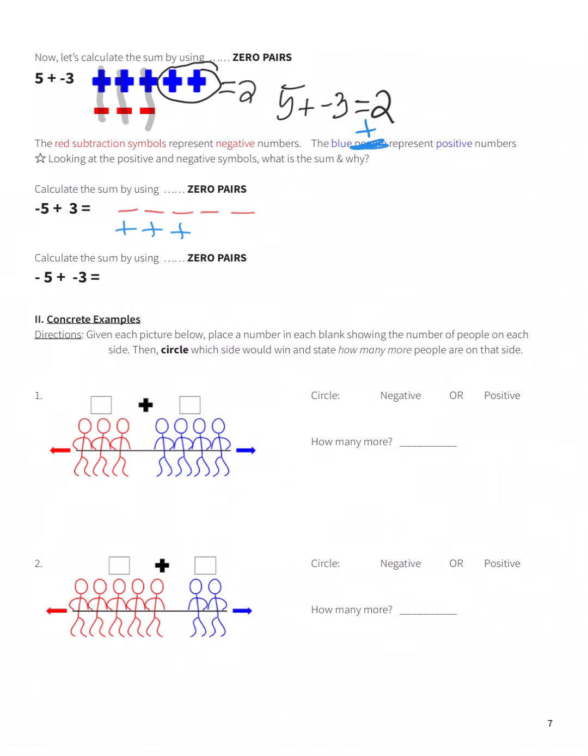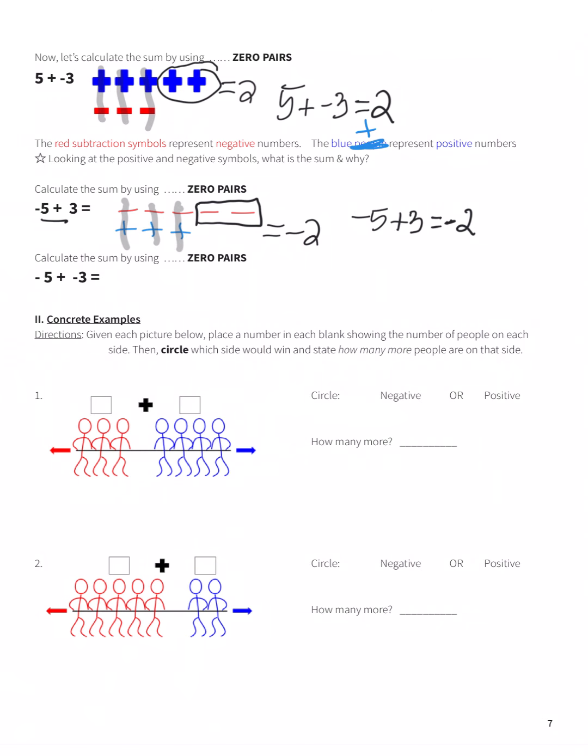1 positive to 1 negative is equal to a 0 pair. So we got a pair there, pair there, pair there. And what are we left with? We have these 2. They don't have any pairs. There's no positives to go with it. So what does that mean? That means negative 5 plus 3 is equal to negative 2.